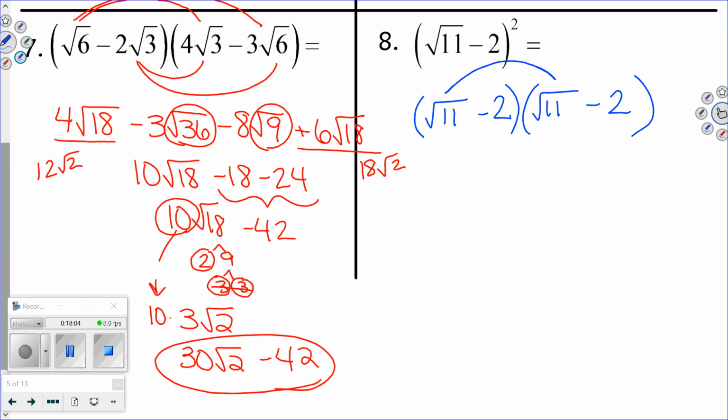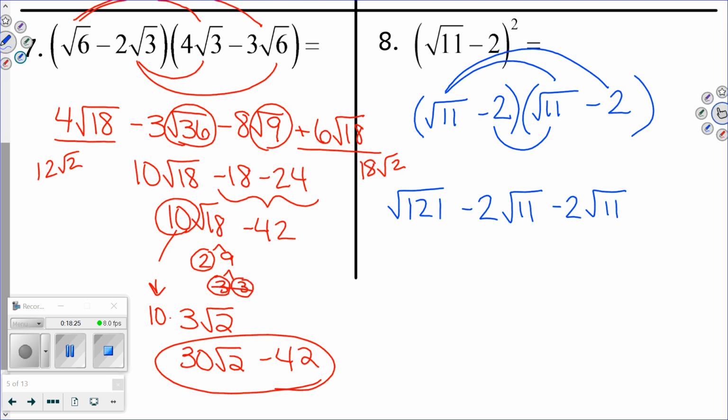Radical 11 times radical 11. It's radical 121. Some of you jumped a step, which is totally fine. Radical 11 times negative 2. Negative 2 radical 11. Negative 2 times radical 11. Negative 2 radical 11. And then negative 2 times negative 2. Positive 4. Okay? Let's try.